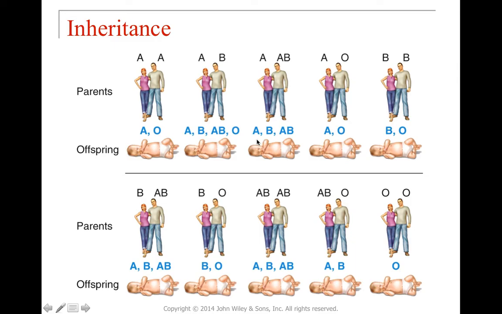parents. Okay, so I won't walk you through all of these options, but basically what happens is the way that the genes interact with each other is going to be different whether or not you're talking about how A interacts with B, or whether you're talking about how A or B interact with O.